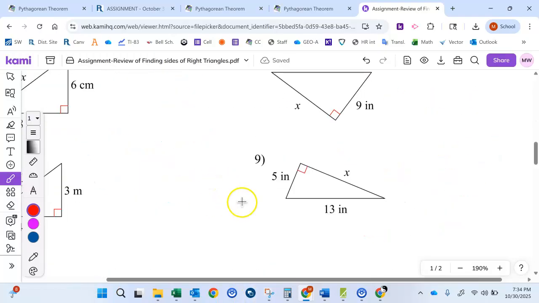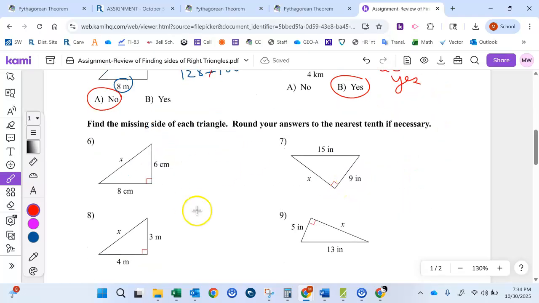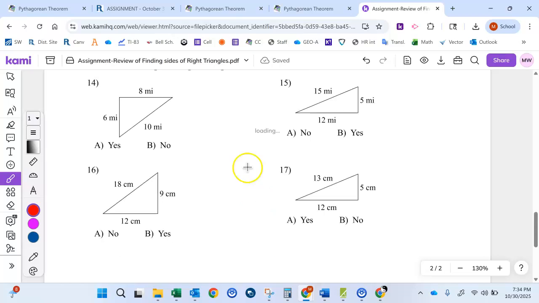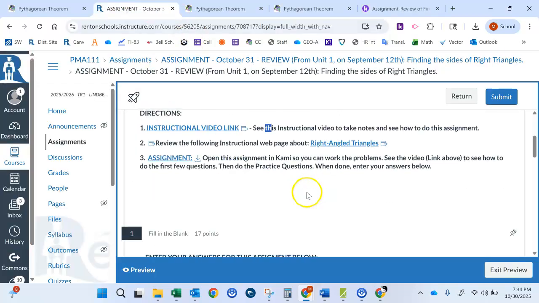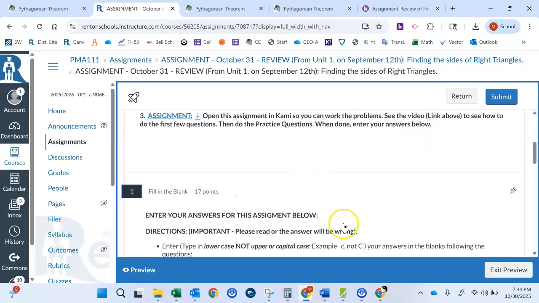That's how you do the assignment. There's going to be sets of each of these types of questions, so just go ahead and do that. When you're done, go back here and enter them into Canvas, okay? And get credit for today's assignment.